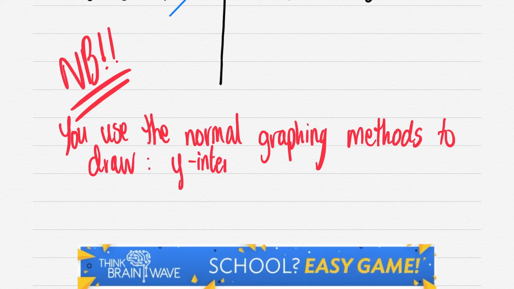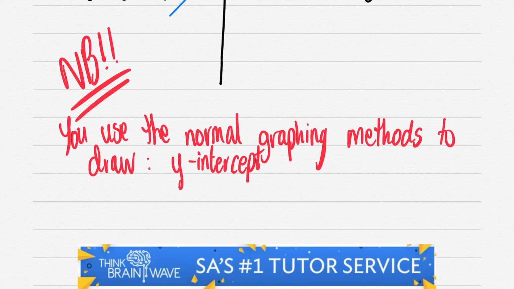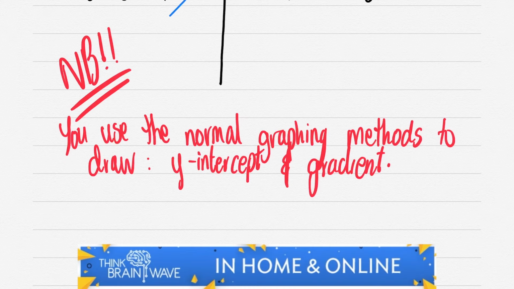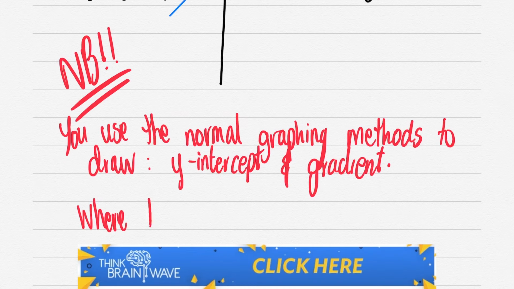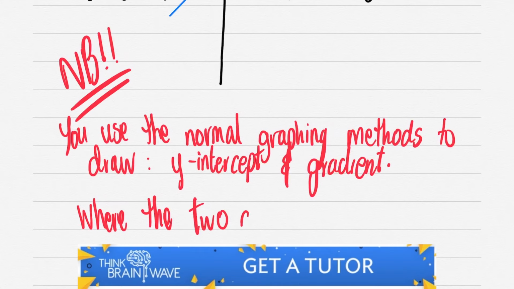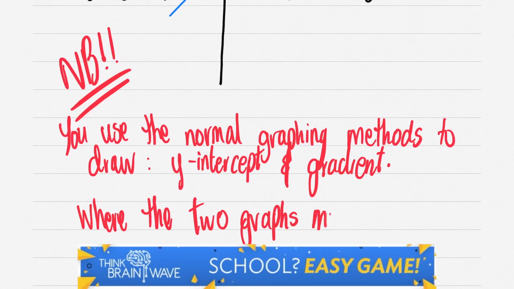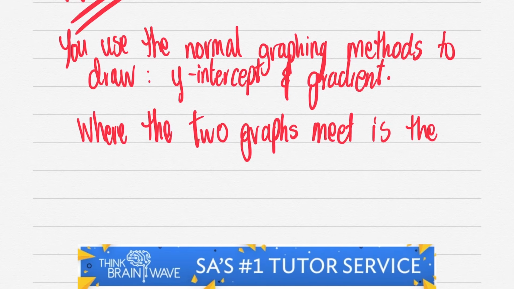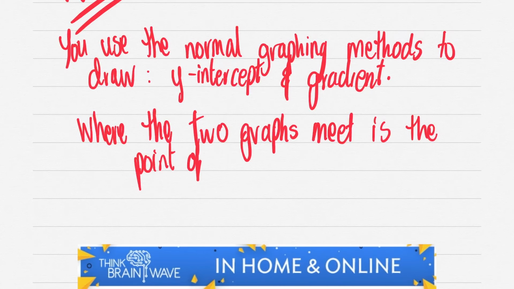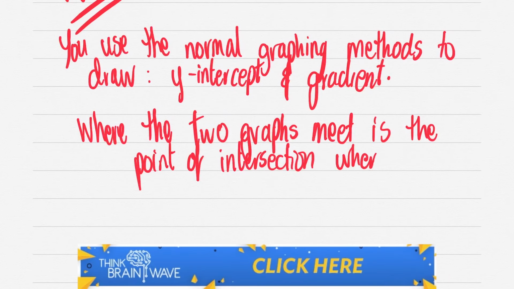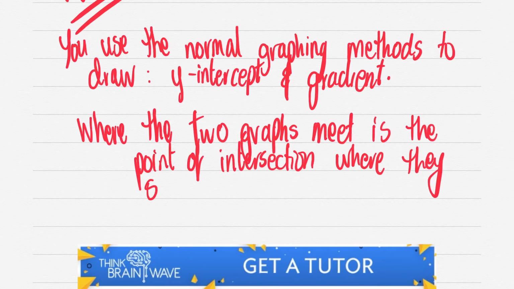So you'll draw your two graphs where they meet. You then see that where that point is their point of intersection. That'll give you your x and it'll give you your y. So let's look at our nota bene, something of importance. Use the normal graphing methods to draw the y-intercept and the gradient, okay? Now, as I've said before, where the two graphs meet, that is the point of intersection. That then essentially is what we are doing.